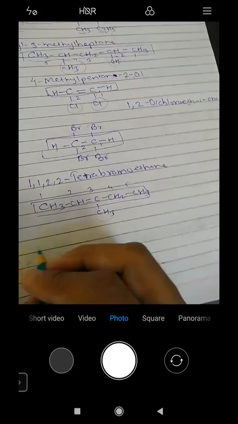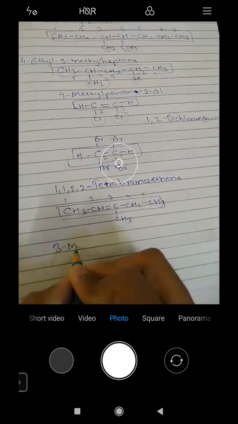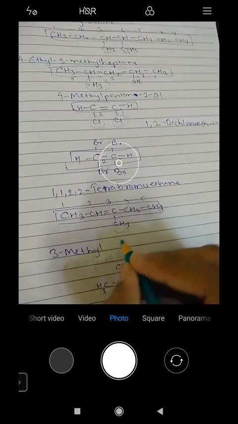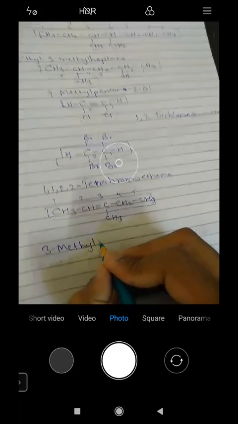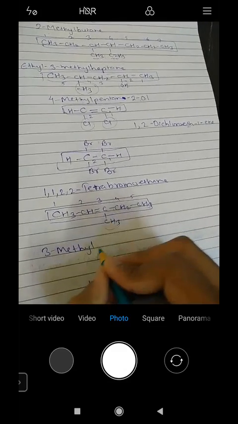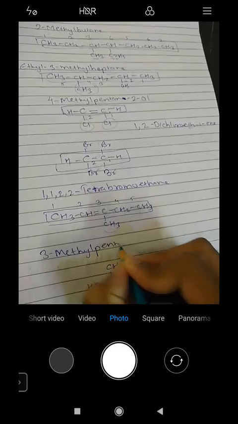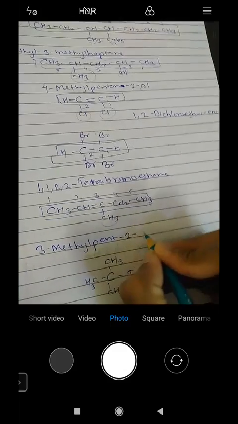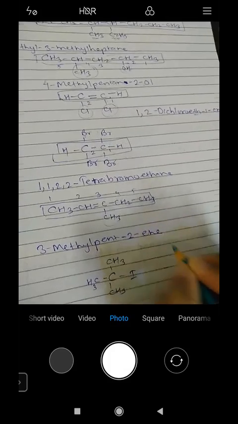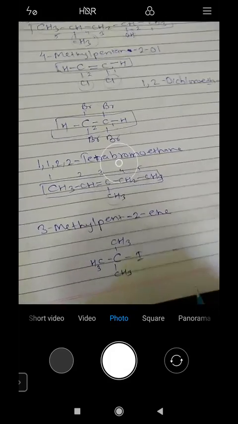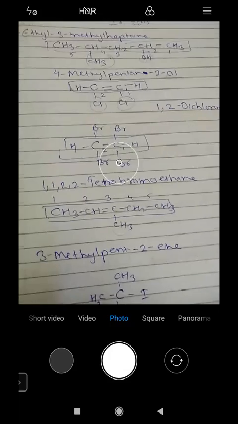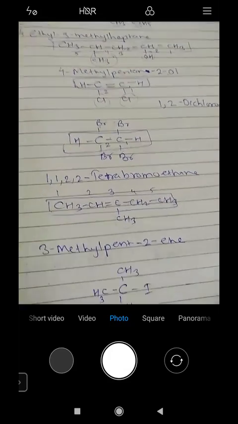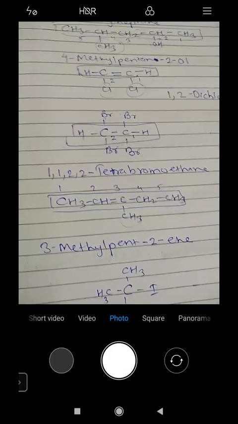So what will I write? 3 methyl. How many carbons are there? 5 carbons are there. 5 carbons means pentane, but the double bond is there. So instead of pentane, I will write pent. And the double bond position is at 2, so 2. What is the name of the double bond functional group? Ene. So the name of the compound will be 3 methyl pent 2 ene. Understood? Right? So let's do the next question.